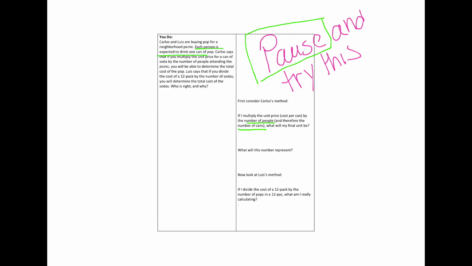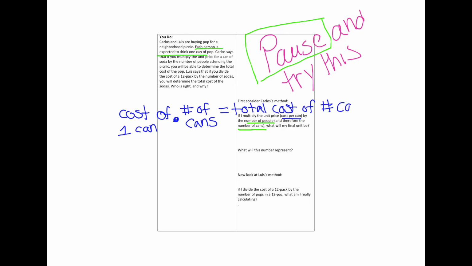So if I multiply the cost per can, which is the unit price, by the number of people, that means I have the cost of 1 can times, because we know that the number of people is the same as the number of cans, we've got that times the number of cans. So that will in fact give us the total cost of whatever that number of cans is.